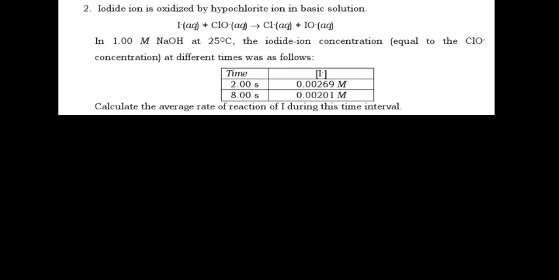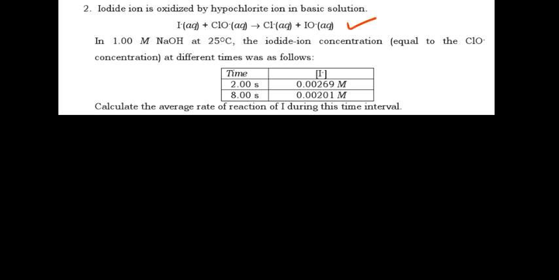The same concept applies to question 2. They want us to determine the rate. We've been given information. What are we told? So that is the equation we are given. Iodide ion is oxidized by hypochlorite ion in basic solution. Okay, the equation has been given there.